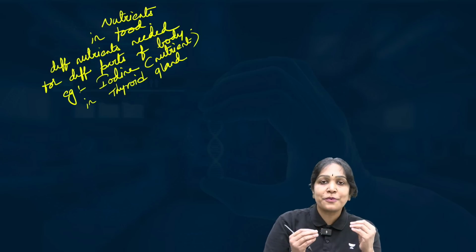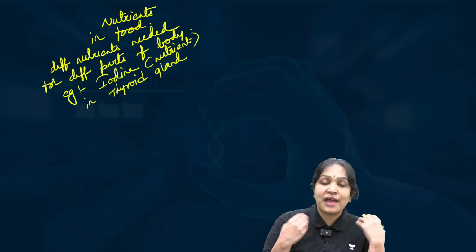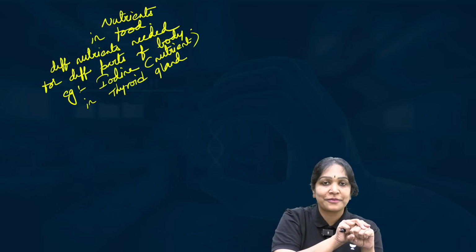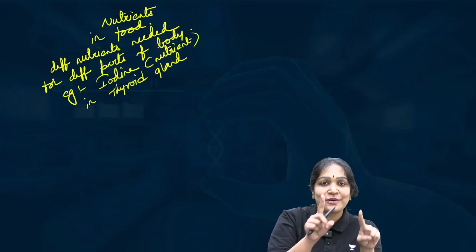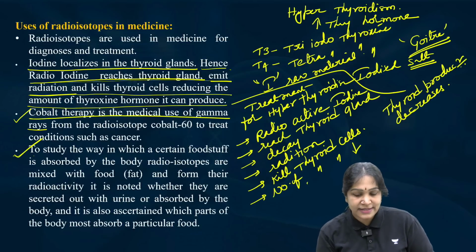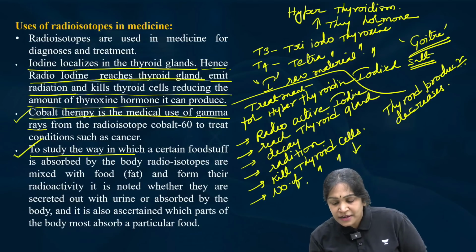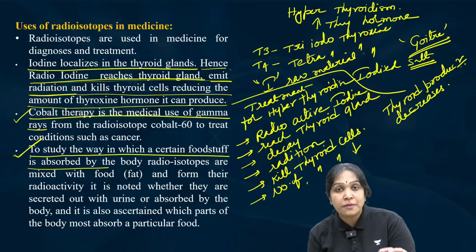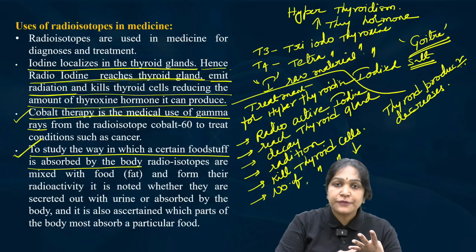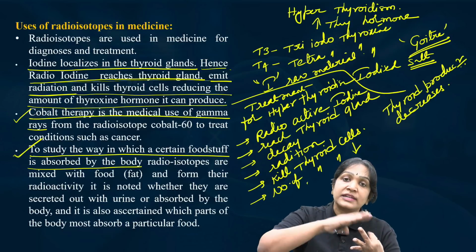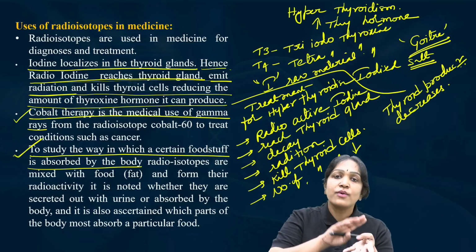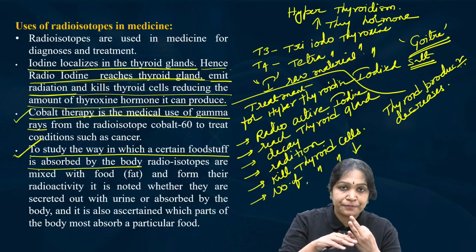Now, let us suppose I am a nutritionist. I am trying to study which nutrient goes to which body part. Then I can use radioactivity. Let us read this content: to study the way in which certain foodstuff is absorbed by the body. What I will do? I will take the food and add some radioactive elements to it. I mean, the lunch which I am going to have, I will add some radioactive elements to it and then I will eat it.